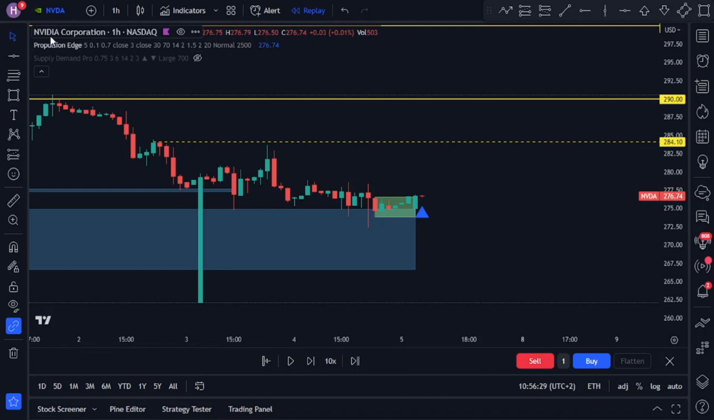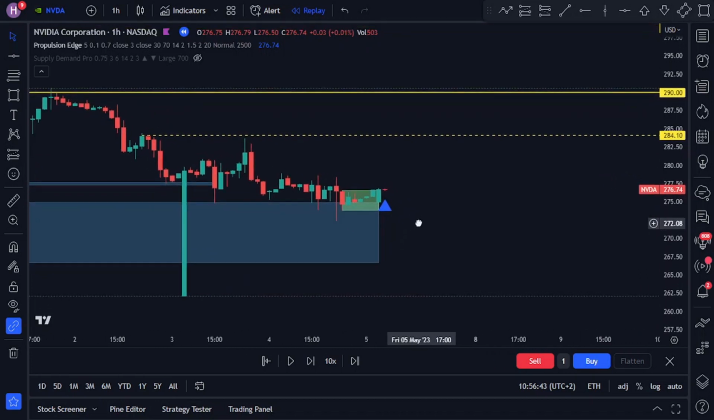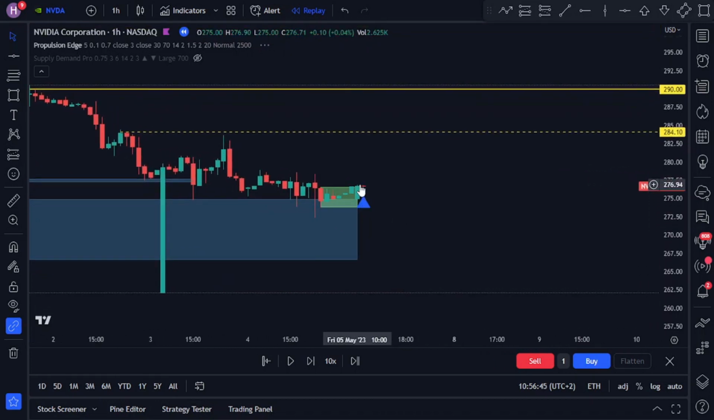On the chart, we have Nvidia on the hourly time frame. You will see from the chart that our indicator is constantly looking for order blocks that might become propulsion blocks. However, only those that have the additional confirmation are marked with the arrows.